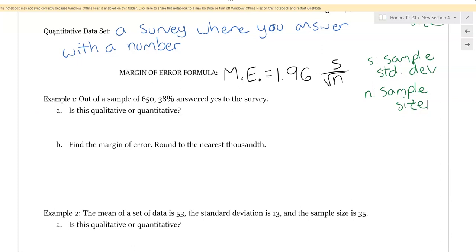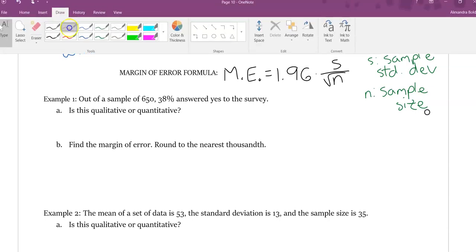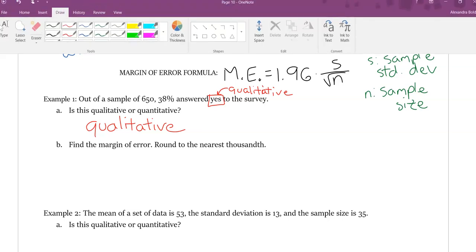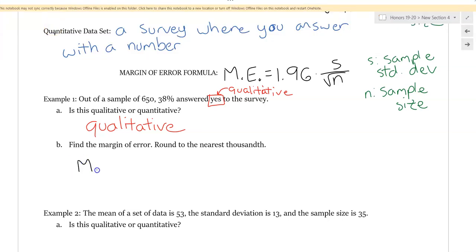So, example 1: out of a sample of 650, 38% answered yes to the survey. What did they answer? They answered yes. This is qualitative, I'm just saying yes or no. I cannot spell qualitative. Okay, yes is not a number, so we're going to be using our qualitative margin of error formula.